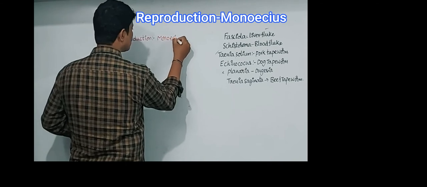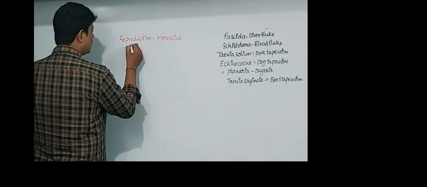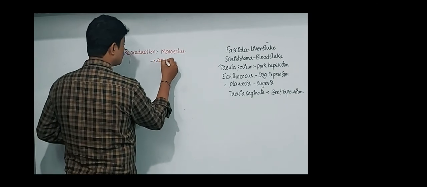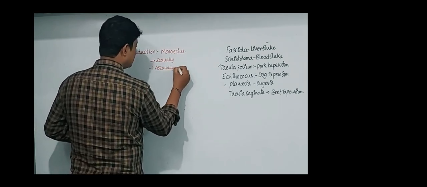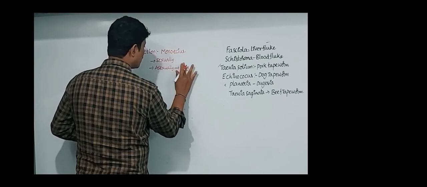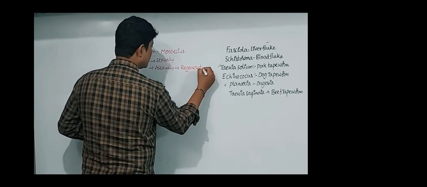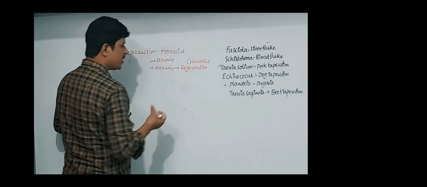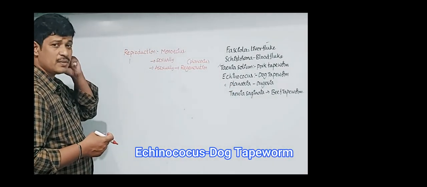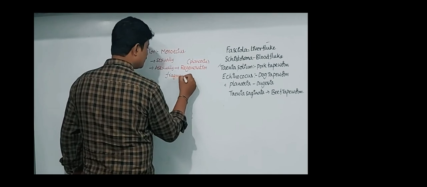These animals are monoecious. All these Platyhelminthes animals are monoecious animals. Reproduction is both sexual and asexual. Asexually by regeneration in planaria, that is Dugesia. The regeneration process is seen in planaria, and fragmentation also in Taenia solium.